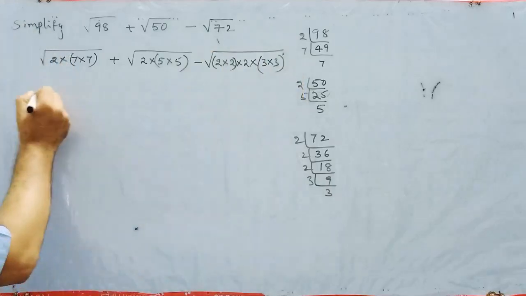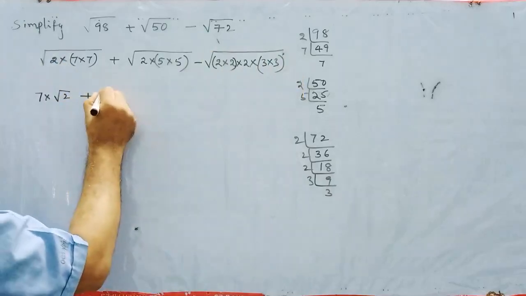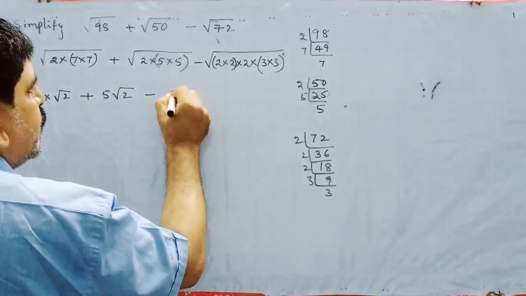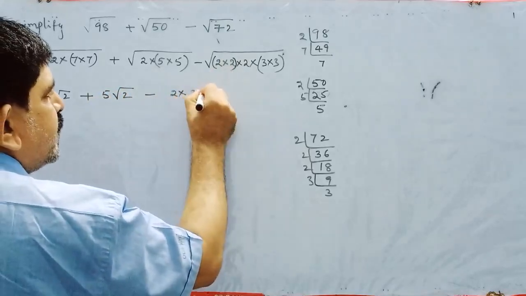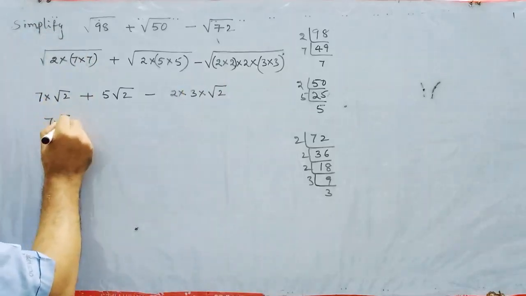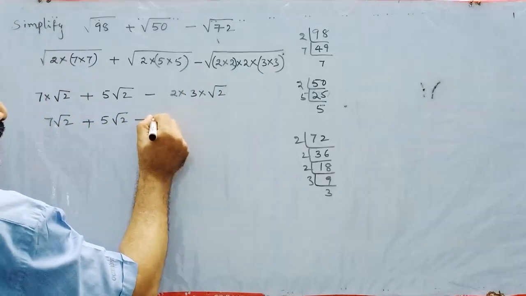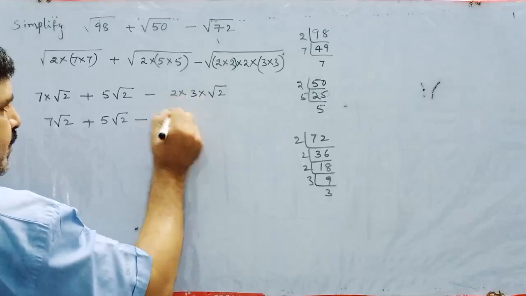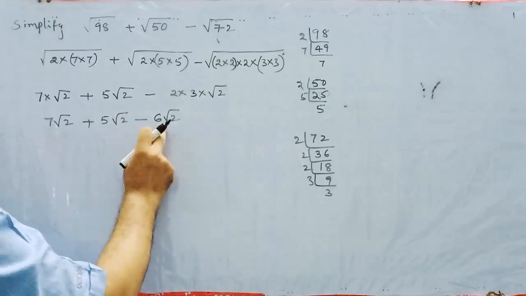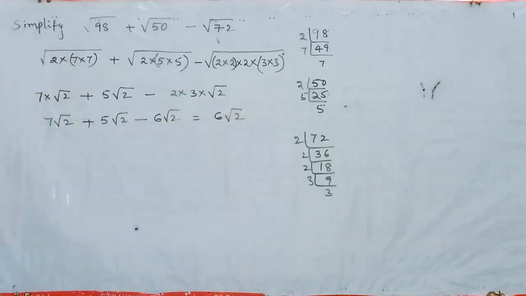So this can be written as 7 into root 2 plus 5 into root 2 minus 2 into 3 into root 2. Okay. Now 7 root 2 plus 5 root 2 minus 2 3s are 6 root 2. So 7 root 2 plus 5 root 2, 12 root 2. 12 root 2 minus 6 root 2, that is equal to 6 root 2. Okay.